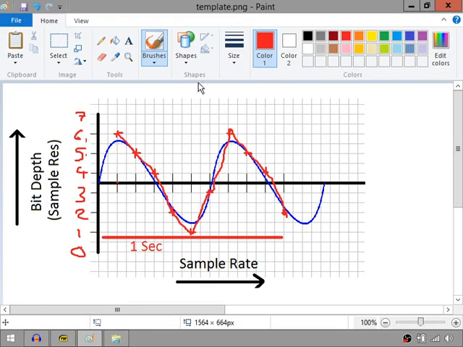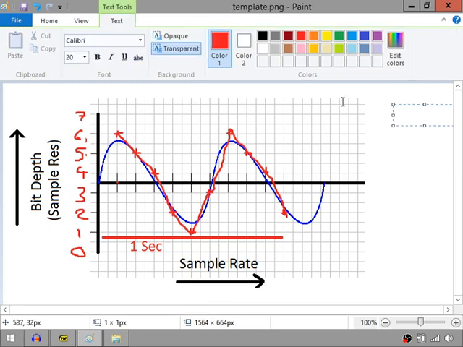How do we do that? Well, I'm going to talk you through it. So this first point here is 6. And what is 6 in binary? Using 3 bits, because that's our sample resolution. So 6 in binary is 110.